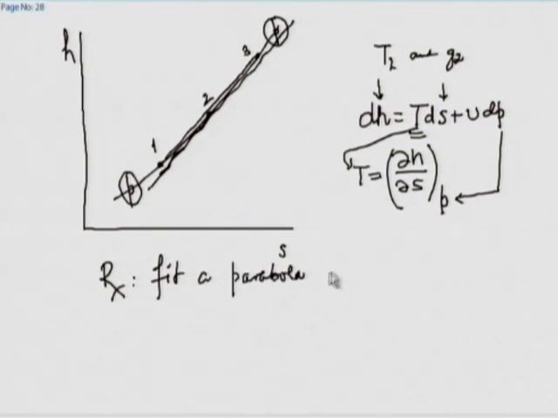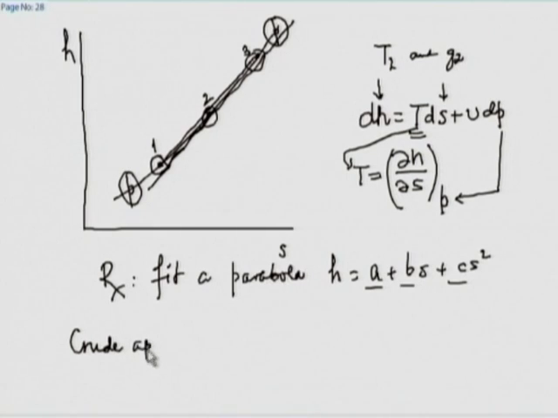fit a parabola, that is H equals A plus BS plus CS squared. Now these A, B, C 3 constants can be determined by using the data at 1, 2, 3 and then determine the slope, whereas a crude approximation for T2 will be H3 minus H1 divided by S3 minus S1.